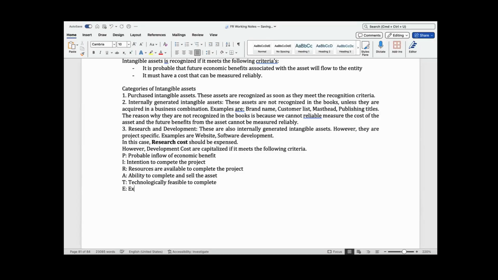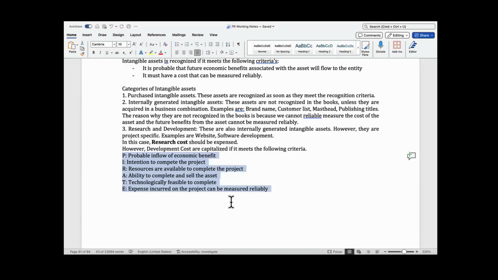And finally, the expenses incurred on the project can be measured reliably. So we can reliably measure the expense that we are incurring. So this is 6. You need to know it for your exam. They can ask it as a 3 marks question. So we really want all to be met.